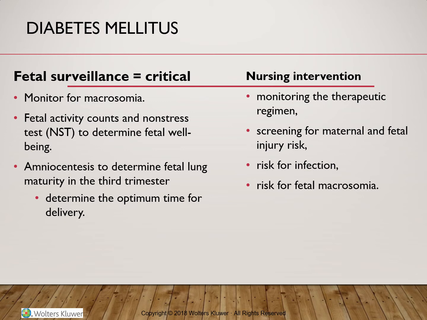In some women that have diabetes, we may try a vaginal delivery if the cervix is favorable and the fetal lungs are mature. If the pregnancy progresses too long, and as a result of vaginal delivery we may have complications such as shoulder dystocia or fetal demise, we may recommend a cesarean delivery to prevent those.